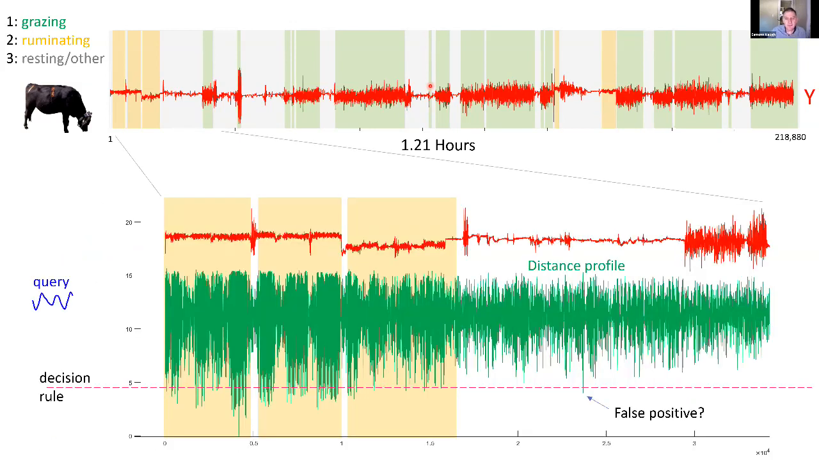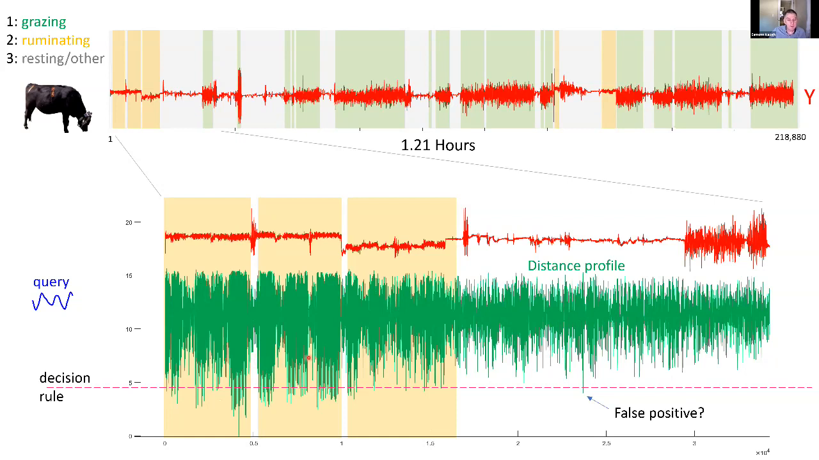So I tried this. Here's a zoom in on the first part of the data so you can see it more easily. Here's my decision rule. This is basically 3 times 1.29. And what we actually see is it works quite well. So in the first section of ruminating, we have lots of hits that are smaller, telling us that this is a ruminating section. And then this small region here in white, where there was no ruminating behavior, has no examples below the threshold, correctly saying these are true negatives.